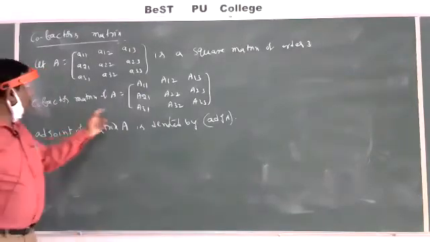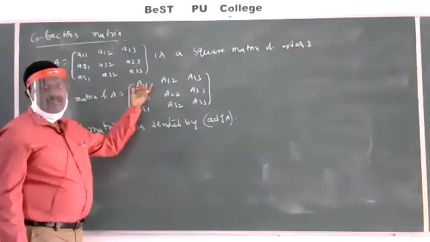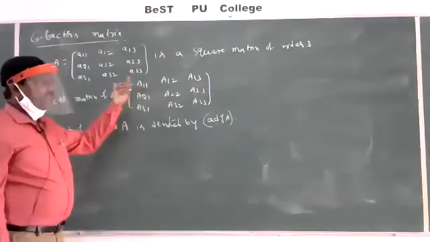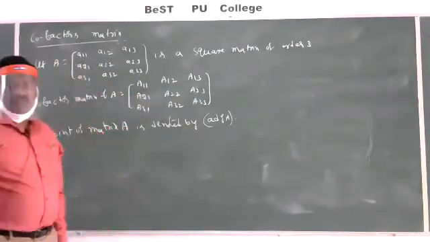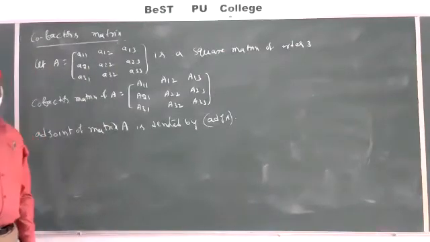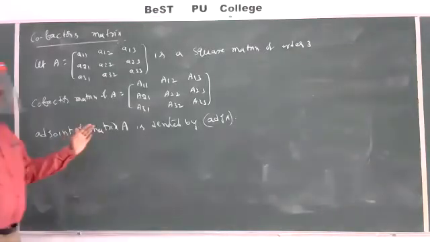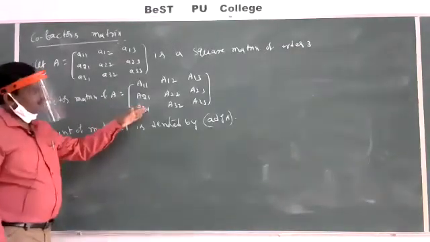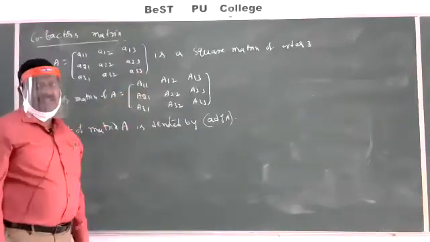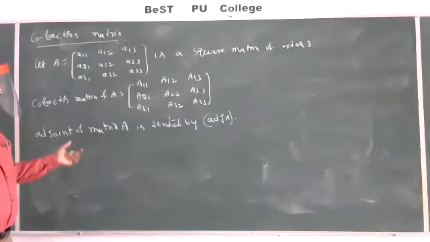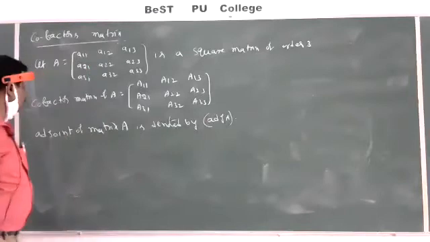Here we know that the cofactors matrix means each element of the matrix is replaced by its corresponding cofactor. And if you write the transpose of the cofactors matrix, that matrix is called the adjoint of A.